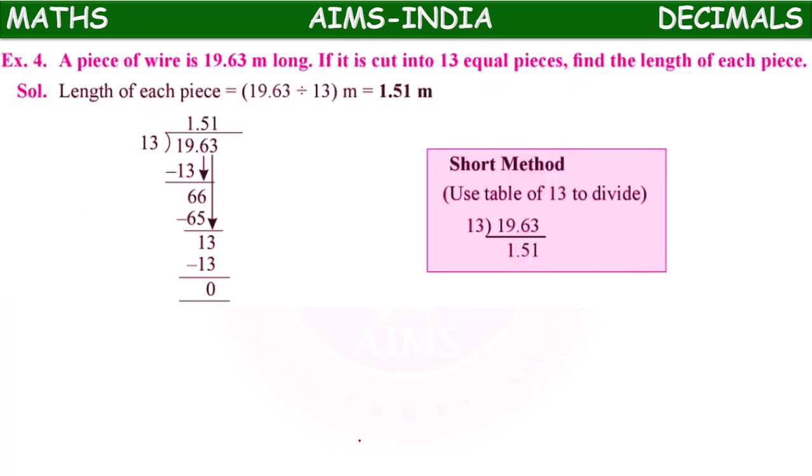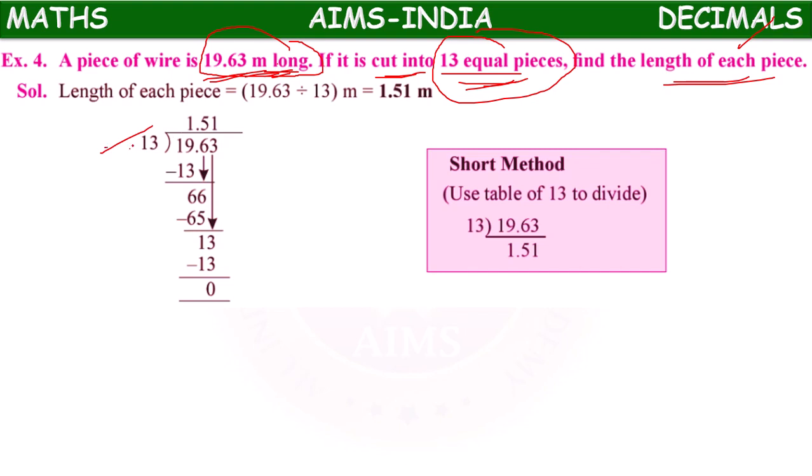Next. A piece of wire is 19.63 meters long. If it is cut into 13 equal pieces, find the length of each piece. So we have a wire of this much length and we are going to cut it into 13 equal pieces. To find the length of each piece, we have to divide by 13.